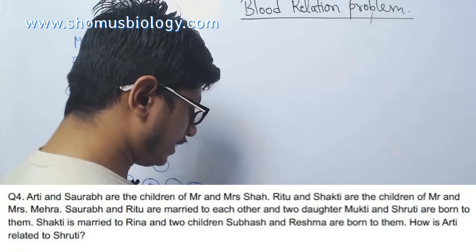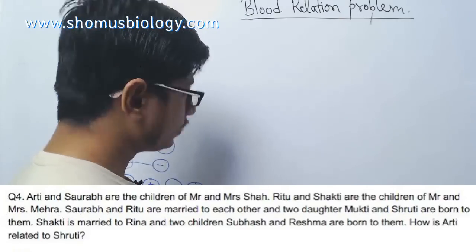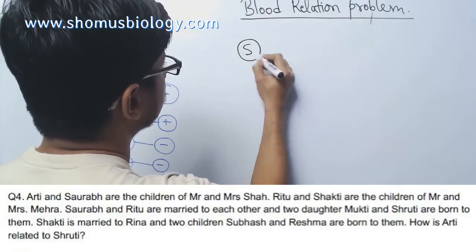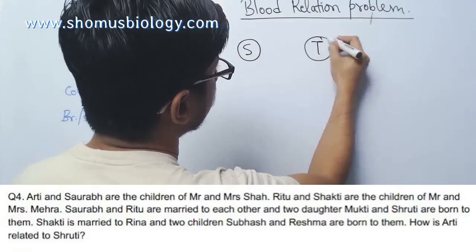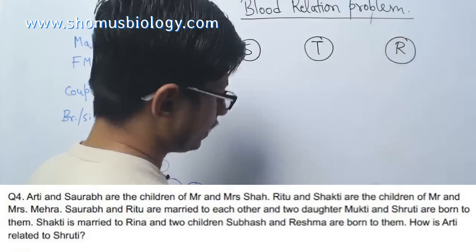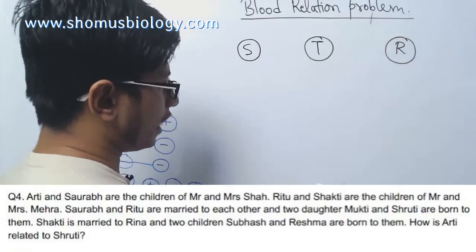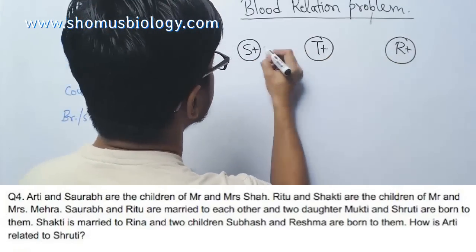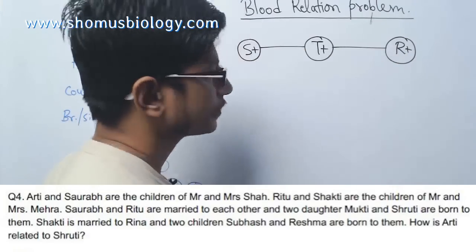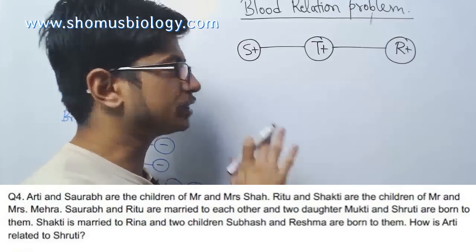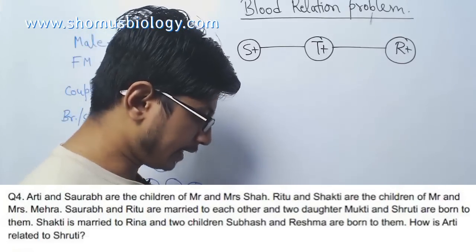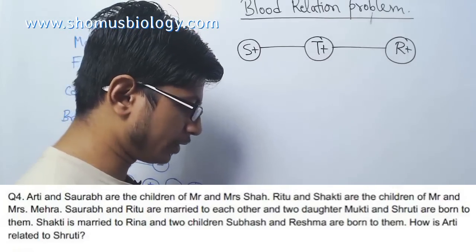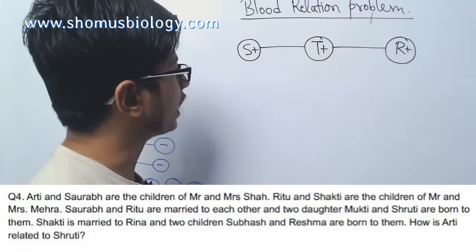So it says T, S and R. Let me write it here. Let's say S, T and R. All of them are brothers. So all of them are boys and they are brothers. Straight link. The first line is represented successfully. The second one, T's son Q married to K and they have one child.